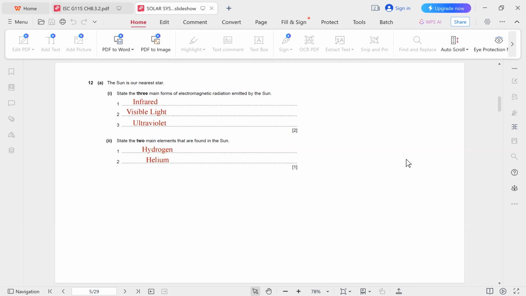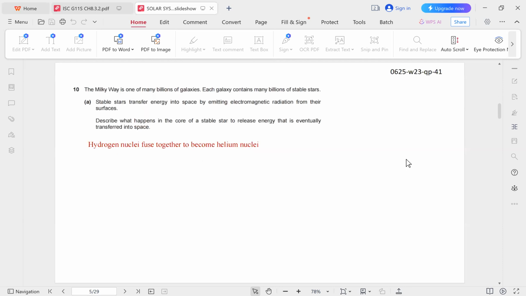So the Sun is our nearest star. State the three main forms of electromagnetic radiation emitted by the Sun. Again, infrared, visible light, and ultraviolet. And state the two main elements that are found in the Sun. Again, these would be hydrogen and helium. Now we will discuss in further detail how hydrogen and helium interact together.